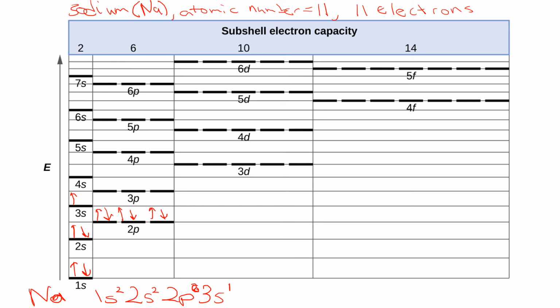So notice now, if we change my color here, if we add up all of these electrons, 2 plus 2, 4 plus 6 is 10, plus 1 equals 11 electrons. So all of our electrons have been accounted for and they all have a place in the energy levels of the atom.